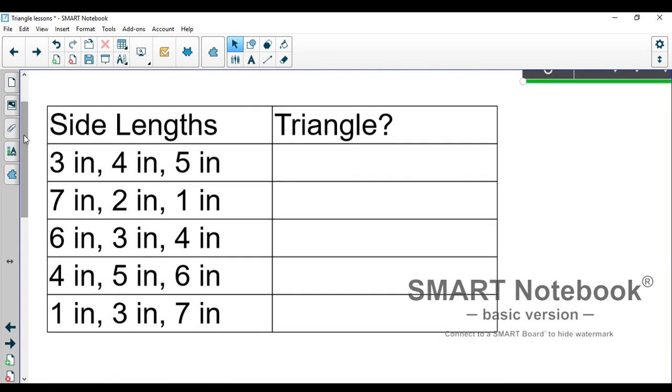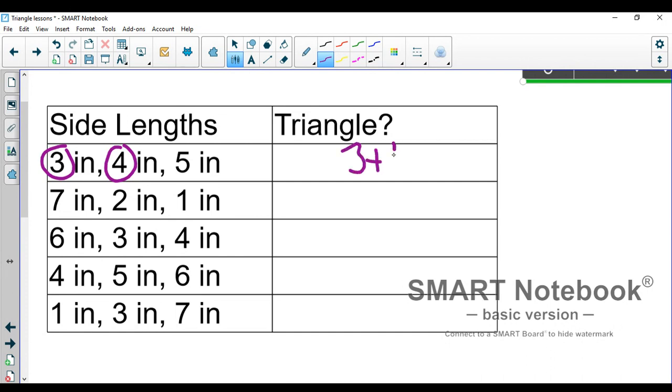So the best strategy for this is to start off by identifying what the 2 smallest side lengths are. In this case, they happen to be the first 2 listed, but not always. And then you'll just see if it's true. Are the 2 smallest sides greater than the third side? Well, 3 plus 4 is 7. 7 is greater than 5, so yes, that would form a triangle.